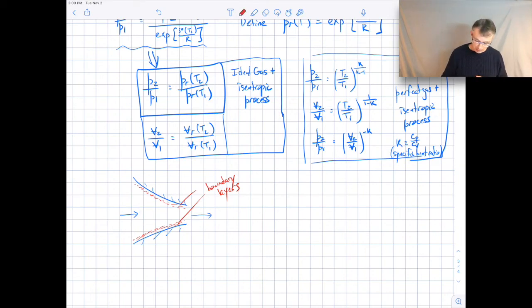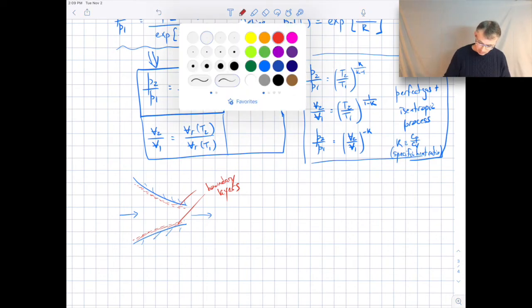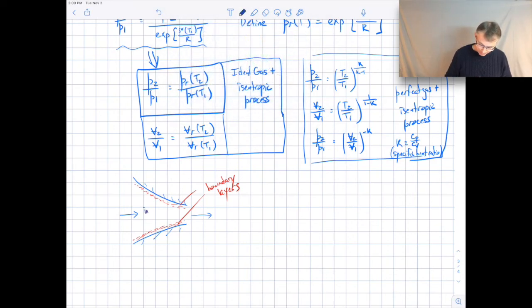So in here, let me put it in blue, it's internally reversible flow, whereas in the boundary layers it's internally irreversible because of the action of viscosity. Okay, so where the irreversibilities are is very concentrated.